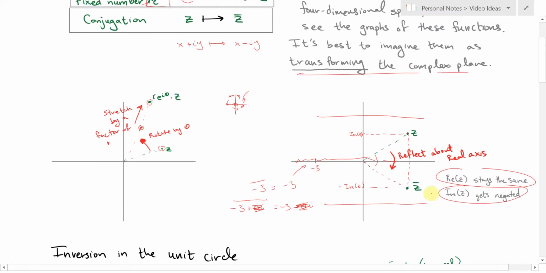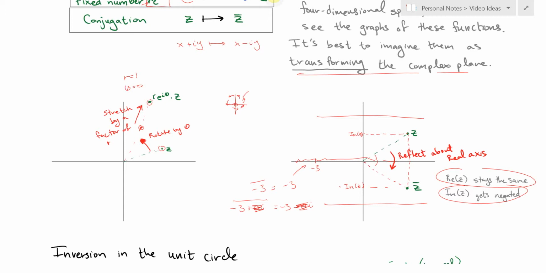We have this kind of reflection around the x-axis, or the real axis, and we have this rotation together with a stretching. And remember that if r is equal to 1, there's really no stretching, so it's just a rotation. And if theta is equal to 0, there's no rotation, it's just a stretch. So these stretch/rotates in particular include stretches by themselves and rotations by themselves.